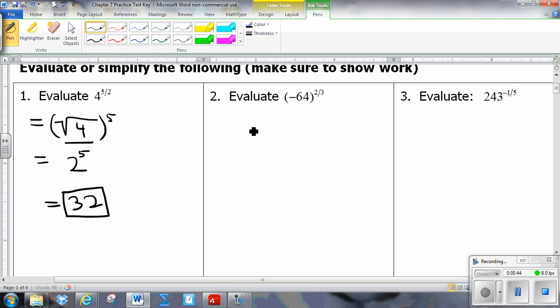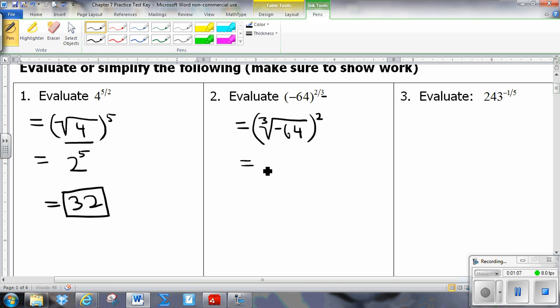Okay, next part, negative 64 to the 2/3. So same thing, the bottom part, that bottom 3 is a third root. So third root of negative 64. And then we're going to take that whole quantity and square it. So remember, you can take the odd root of a negative because there are 3 negatives that multiply to be negative 64, and I believe it's 4.